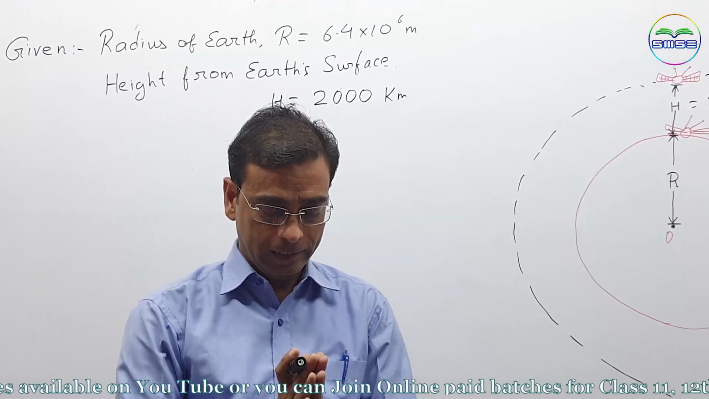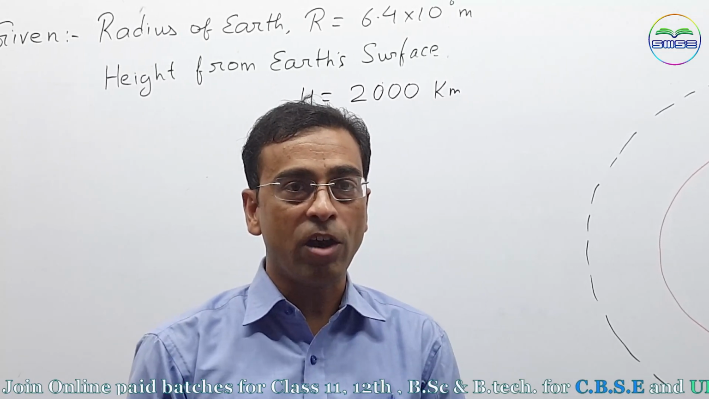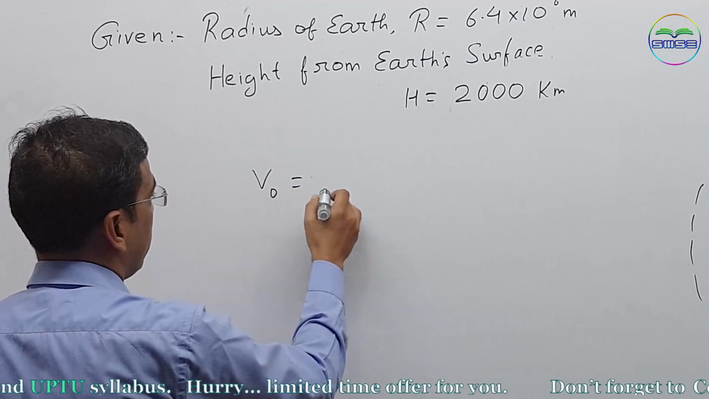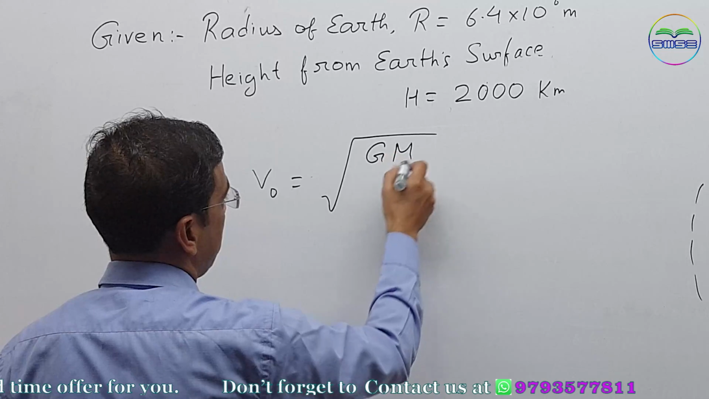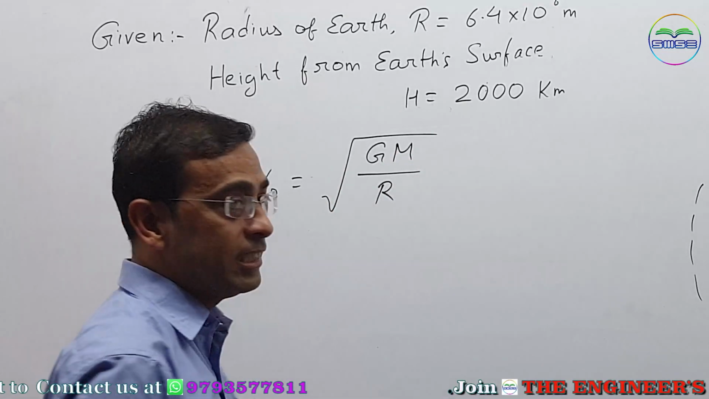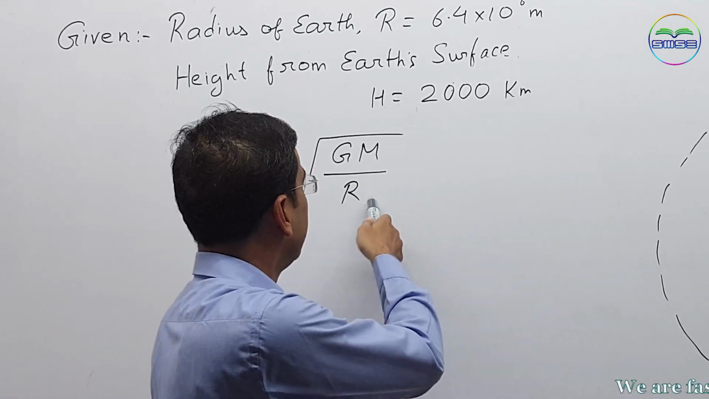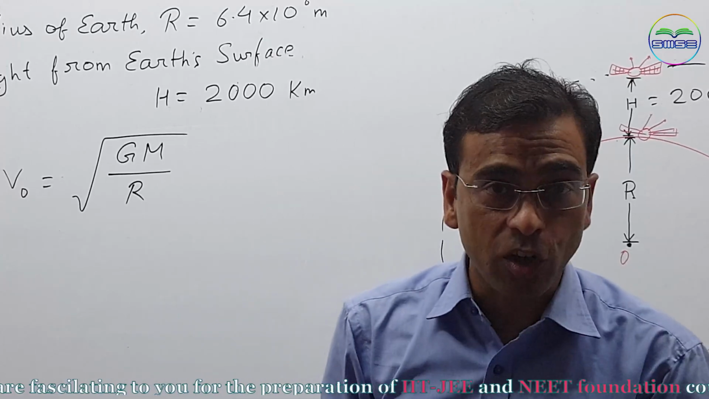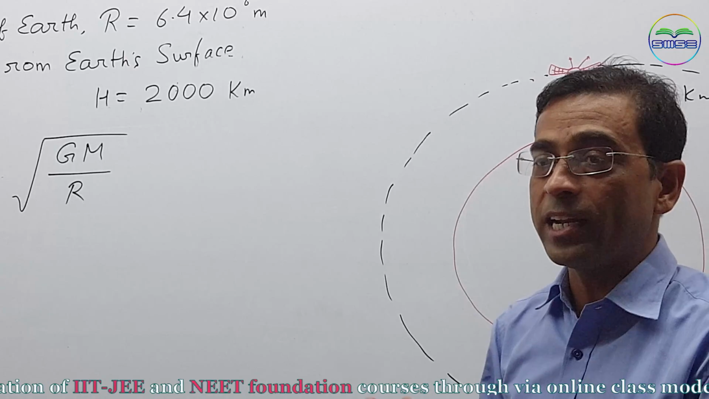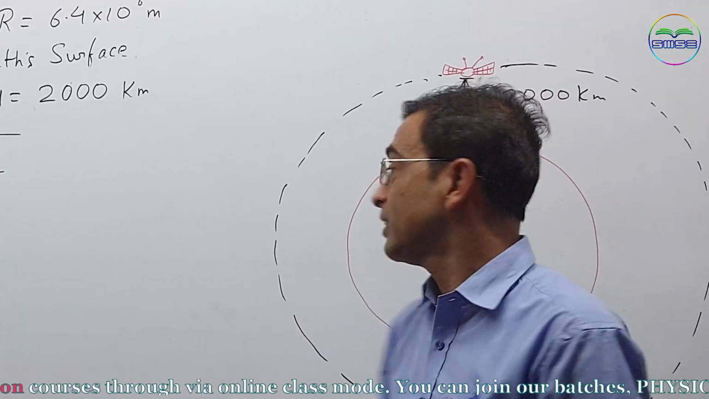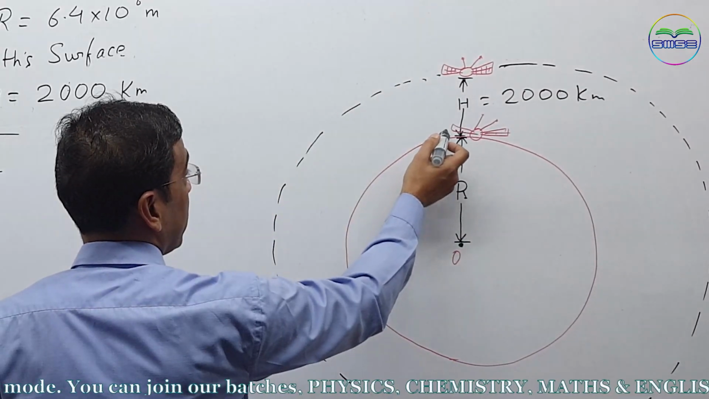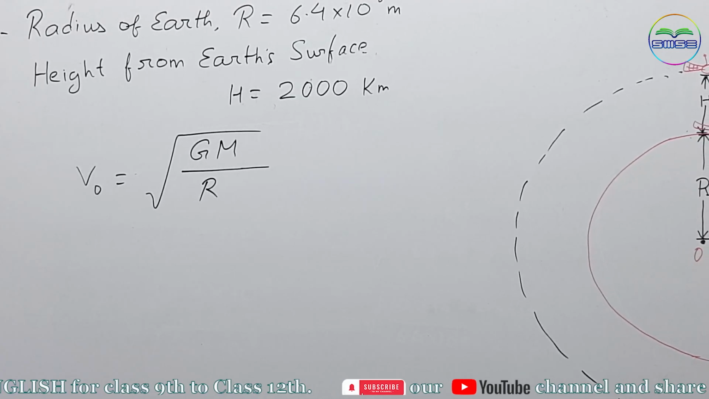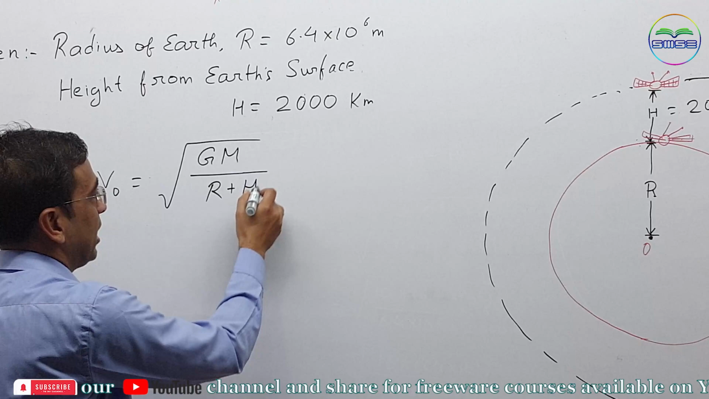As students, we have already derived another relation for orbital velocity in our previous lectures, that is orbital velocity is also equal to the square root of GM by R, where capital G is the gravitational constant and capital M denotes the mass of Earth. But in our question, the distance of the satellite from the Earth's center is not equal to the radius of Earth, and it is equal to the sum of radius R and height from the Earth surface, that is h. So we have to put the distance here not as R, but as R plus h.